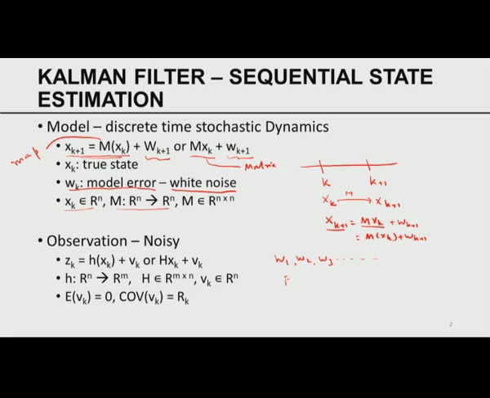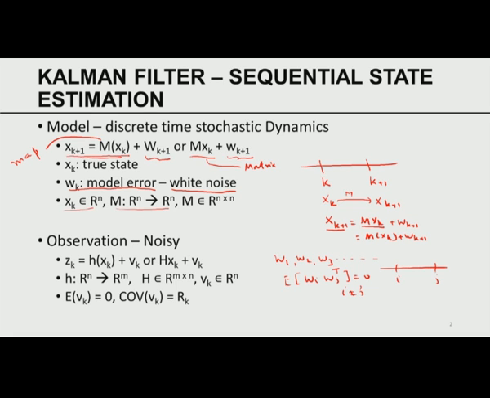We say W is the white noise if there is no temporal correlation. What does it mean? Expected value of Wi Wj transpose is equal to 0. In other words, if i and j are two distinct moments in time, the noises Wi and Wj are temporally uncorrelated for all i not equal to j. So that is what is called white. It is a sequence of uncorrelated noise that affects the evolution of the system.